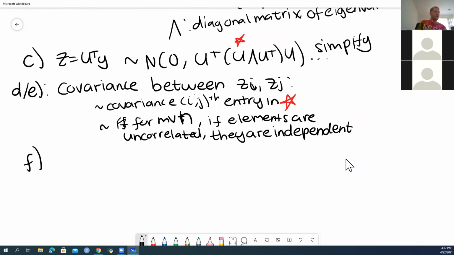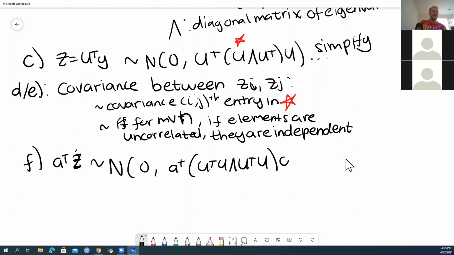So again, we say, okay, what about A transpose Z? Now that Z is a vector, A transpose Z is going to be normal, 0, basically A transpose, mu sigma, U transpose mu A. Again, simplify this technically. So again, it's kind of like the same problems over and over again.